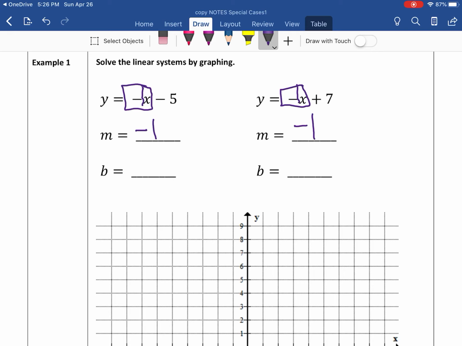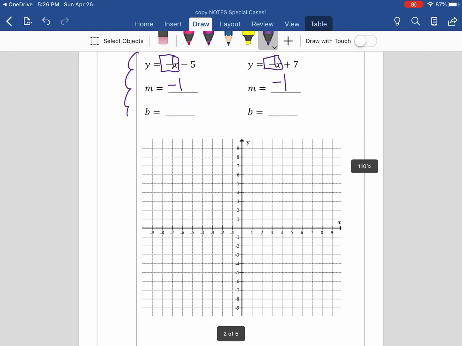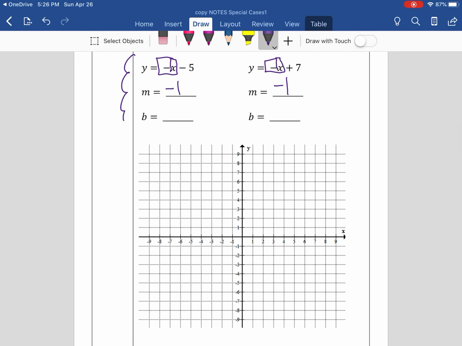Let's see what happens. Now, let's do this one first. Our b, our y-intercept, is a negative 5. This is where we begin on the y-axis, at the negative 5. So let's go down here, put your point at the negative 5. Okay, we're done with the b.